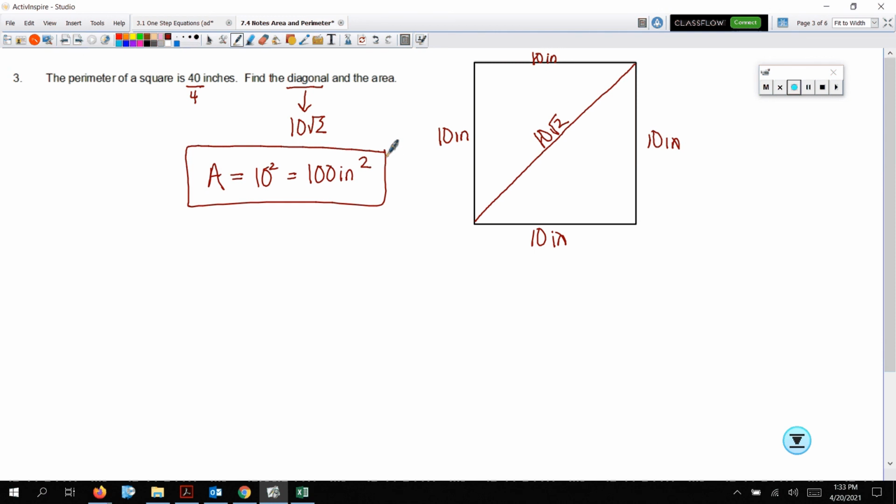So I found the diagonal and the area. We don't need the diagonal, but make sure you're answering a question so that I know that you know how to find that, okay?